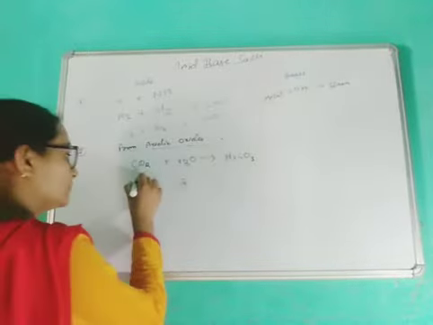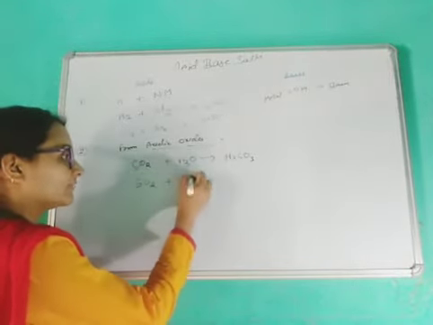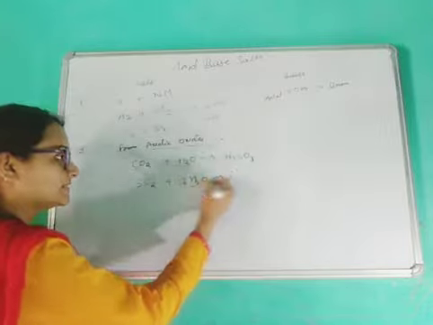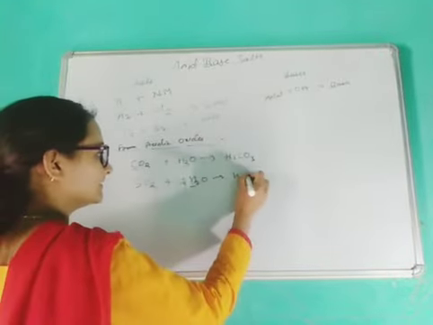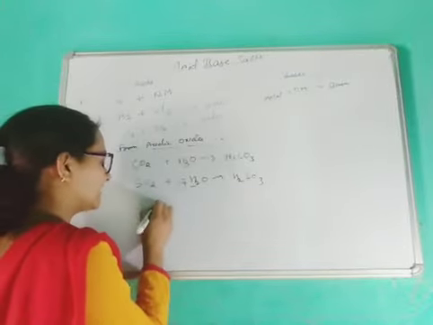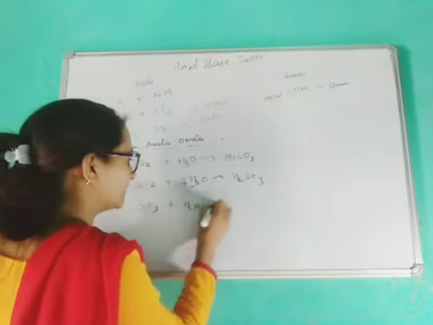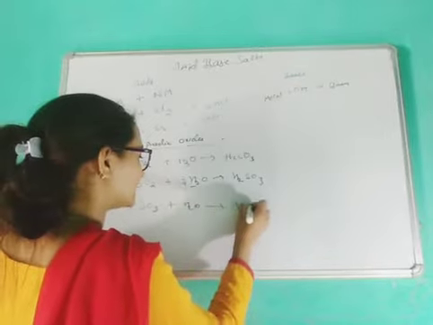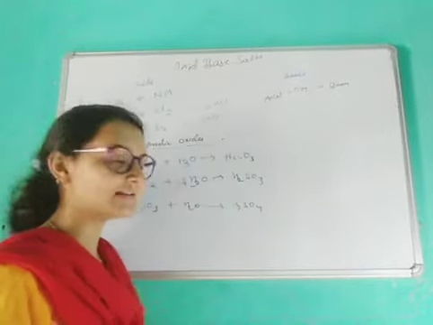Next is SO2, sulfur dioxide, with H2O. It forms H2SO3. This is sulfurous acid. If you react SO3 plus H2O, it will form H2SO4. This is sulfuric acid.